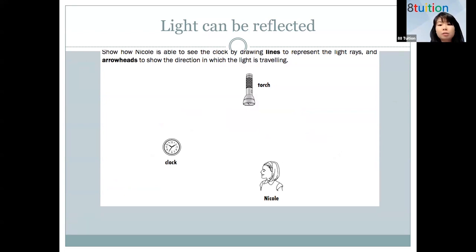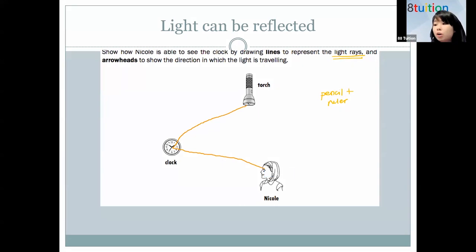Yanxing, do you know how to draw on the screen? Yes. Okay, I want you to try to draw the light rays, allowing Nicole to see the clock. Can you try? Now, while Yanxing is drawing, I want you all to take note in the exam. If you are asked to draw light rays, you need to use a pencil and a ruler. So the lines must be straight. All right?